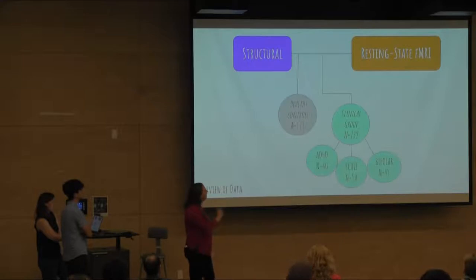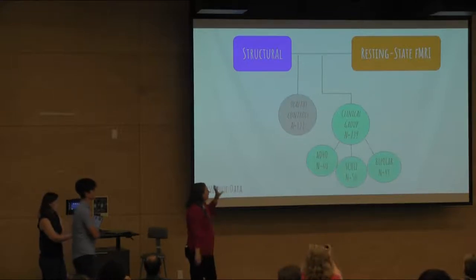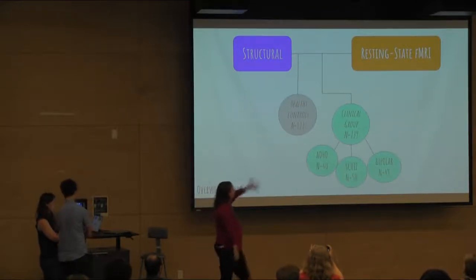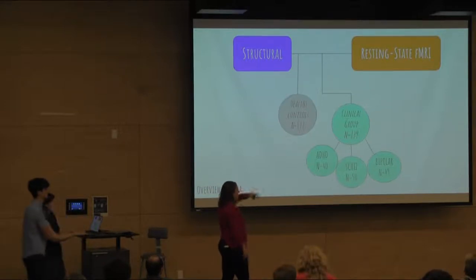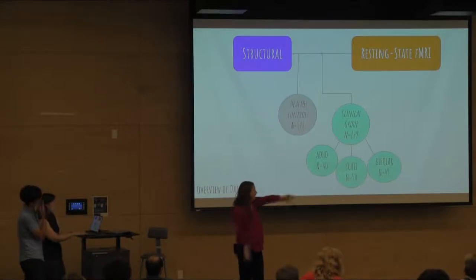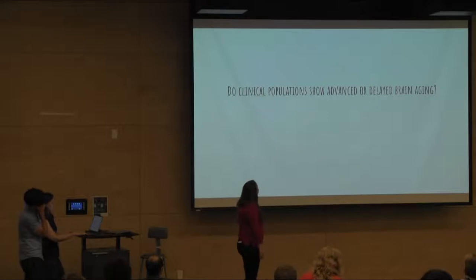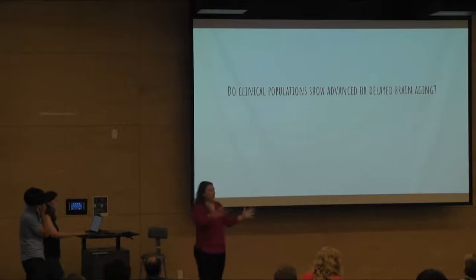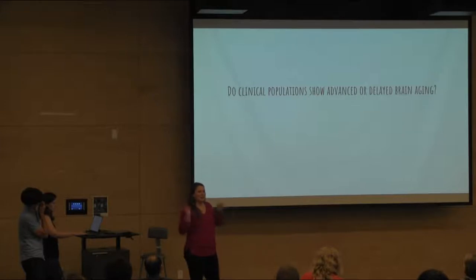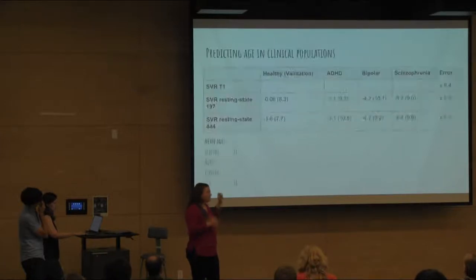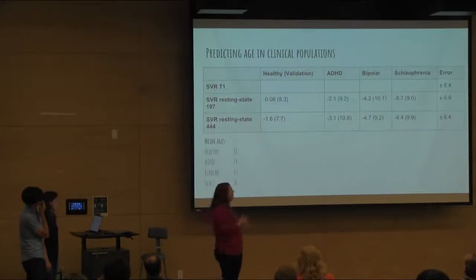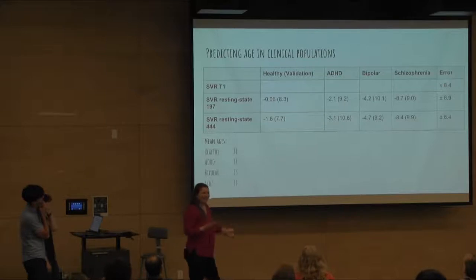Then we looked at our clinical population. We had data from 139 individuals. Some had ADHD, some had schizophrenia, and some were bipolar. We were curious if they showed more advanced or more delayed brain aging. Normally you would expect more delayed brain aging in these populations, maybe not ADHD, but in the other ones. But our model showed a reverse pattern.